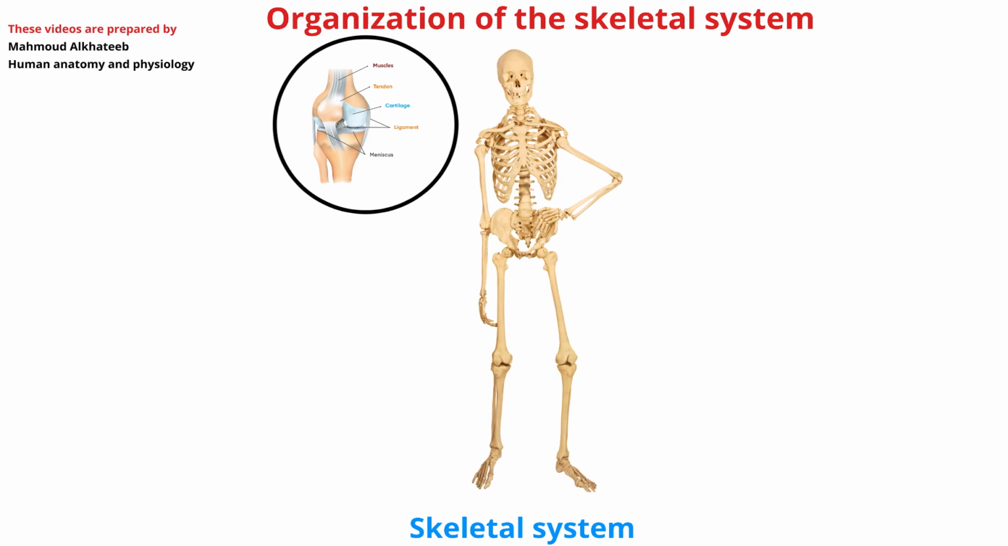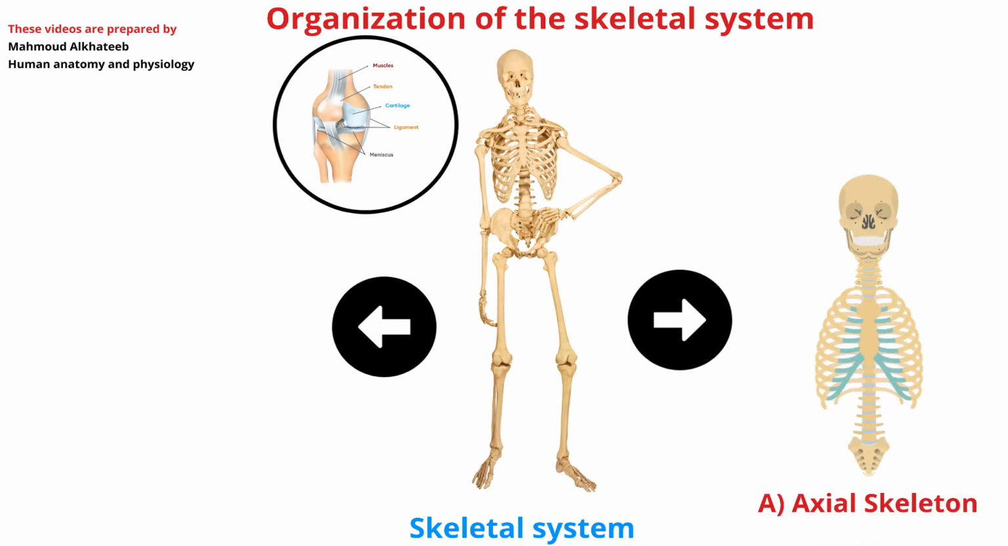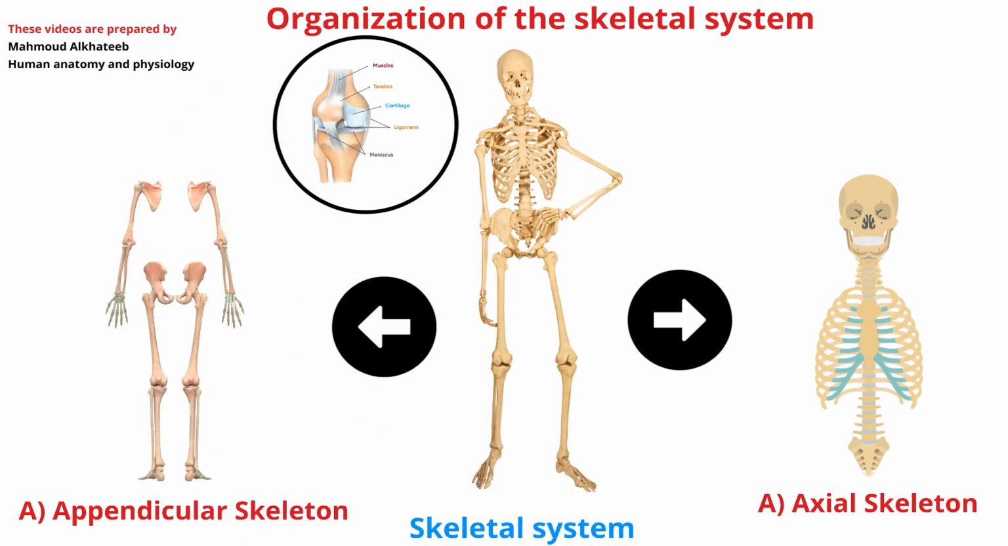By organization, the skeletal system is a highly organized system divided into two main sections. The first division is the axial or central skeleton, and the second is the appendicular or peripheral skeleton. Each section has distinct roles and is made up of specific bones that contribute to our overall health and function.